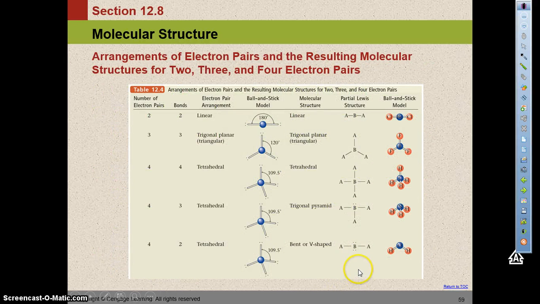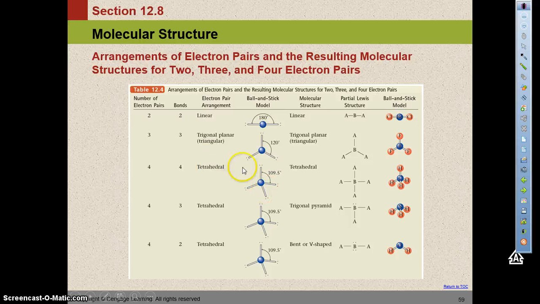So you have a chart like this in your textbook, and this is number of electron pairs, number of bonds, what the electron pair arrangement would look like. Here's what your ball and stick model would be like, what we would call the molecular structure, and this is a partial Lewis structure, just a generic one, and then the ball and stick model. So this would help us to determine if we're dealing with a linear, a trigonal planar, or a tetrahedral.